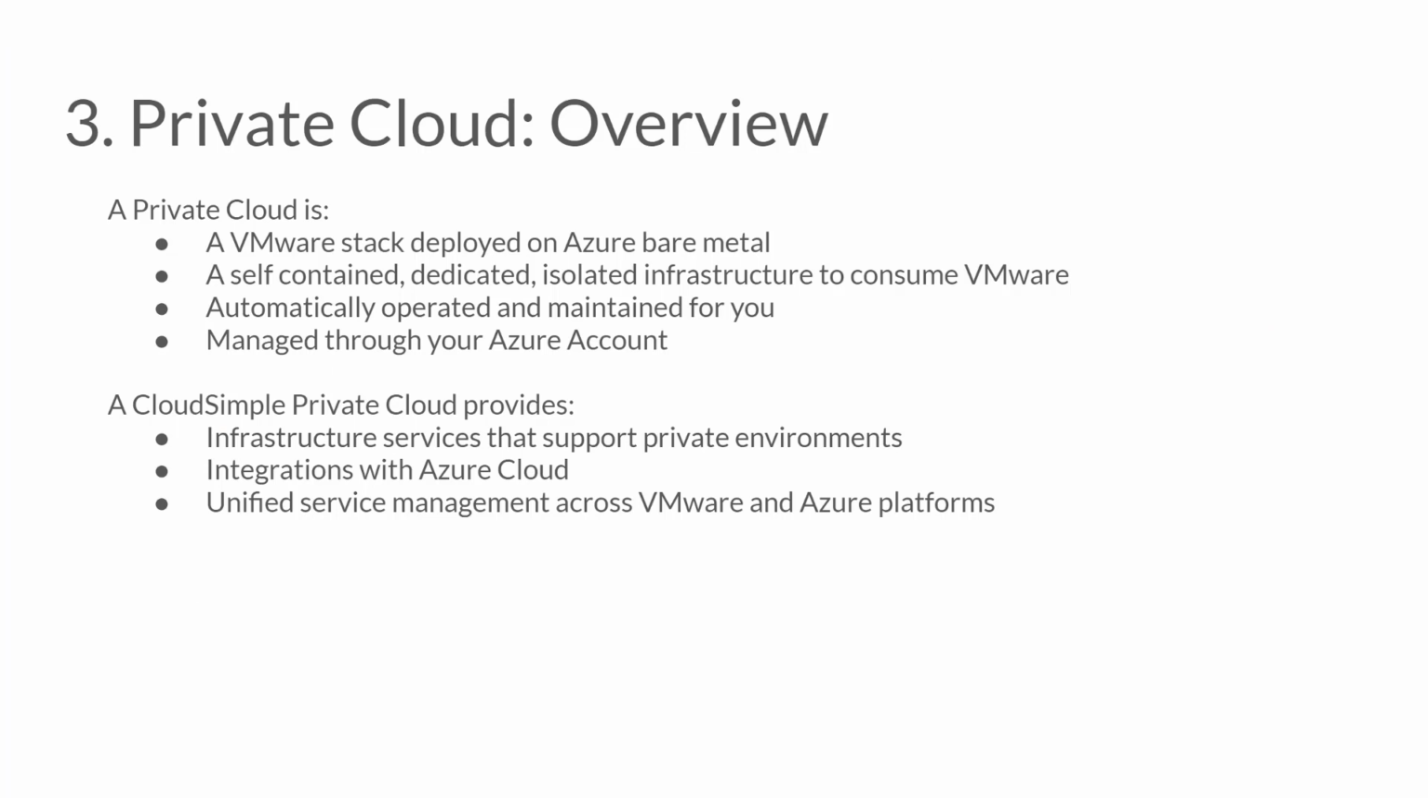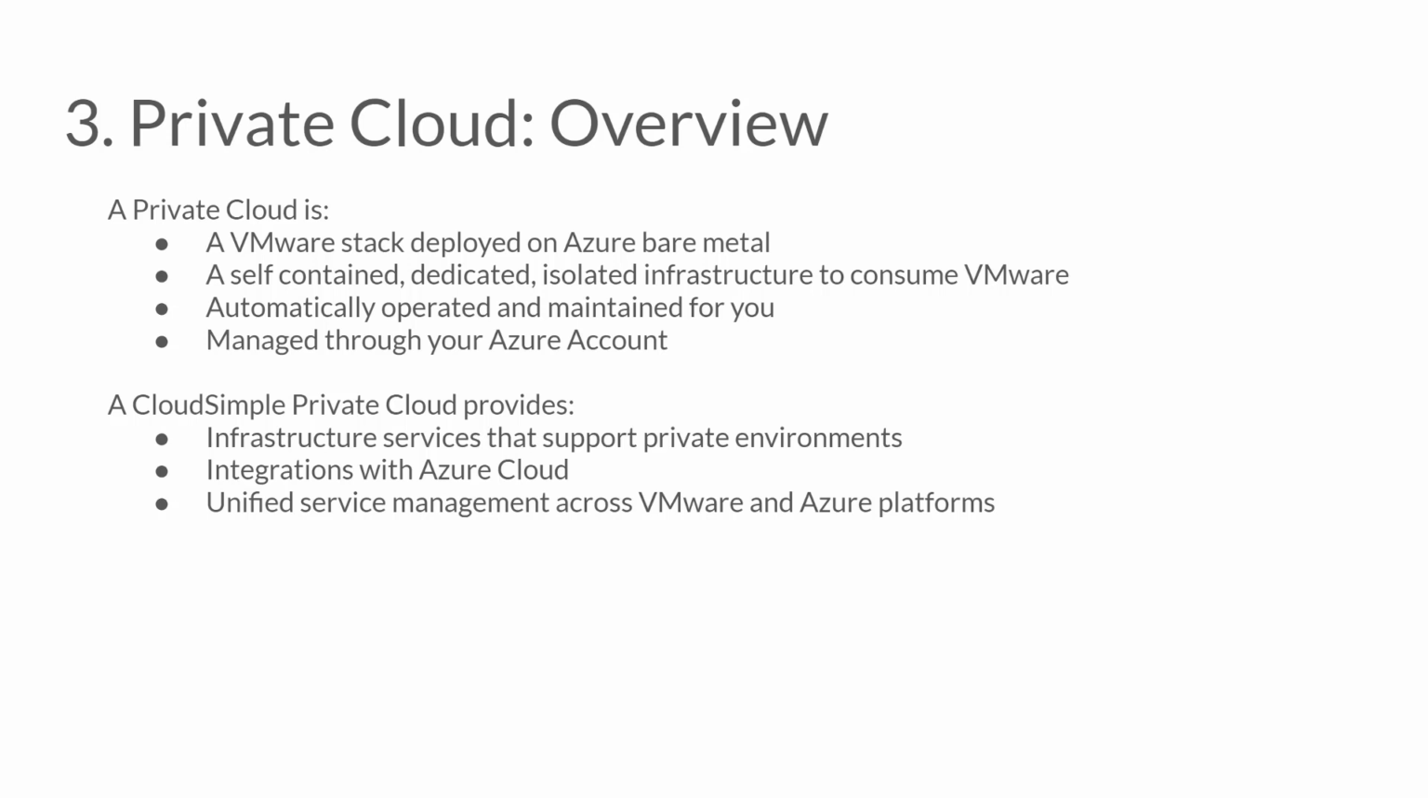A private cloud is a VMware stack deployed on Azure Bare Metal: vSphere, vSAN, NSX, vCenter. It is dedicated, isolated infrastructure that includes everything you need to consume VMware. The cloud is automatically operated and maintained for you and is managed through your Azure account.